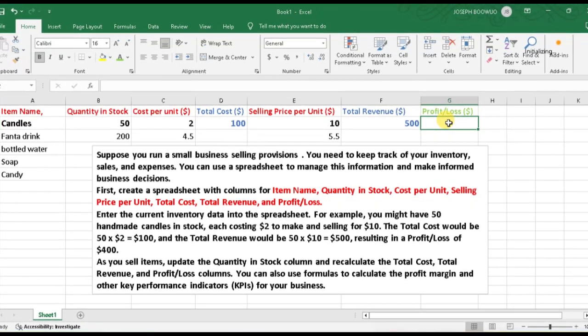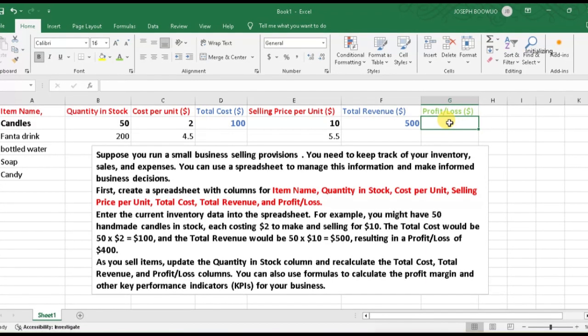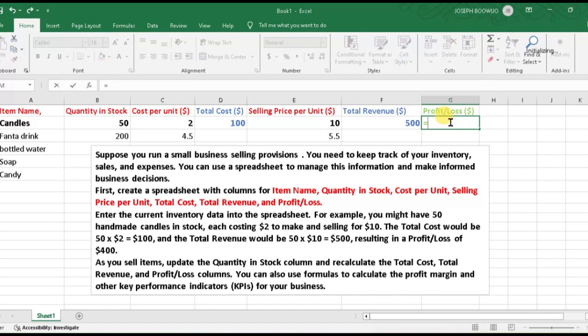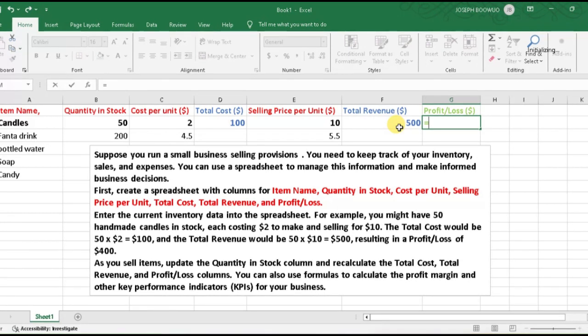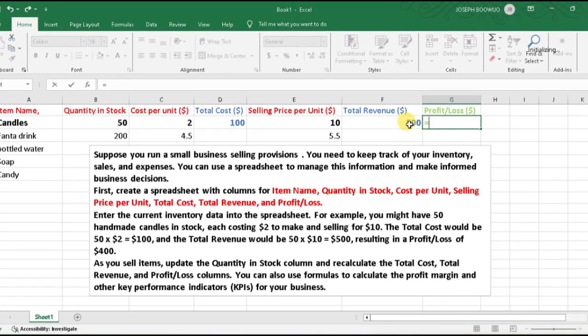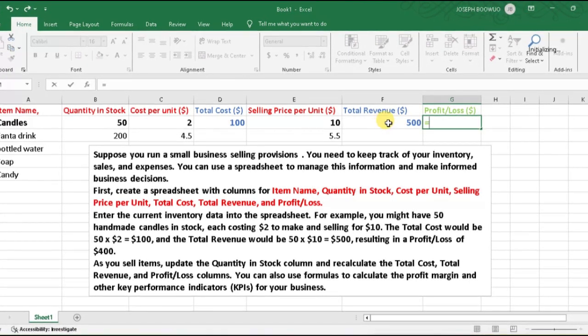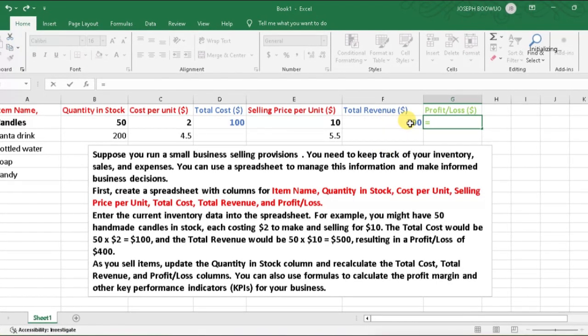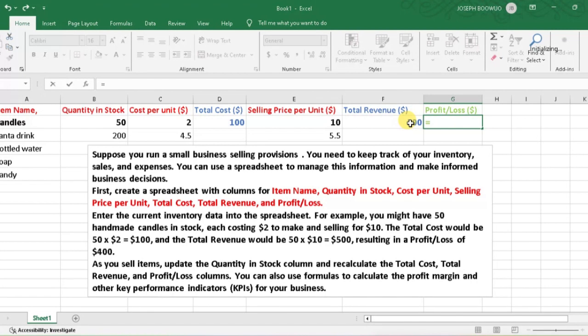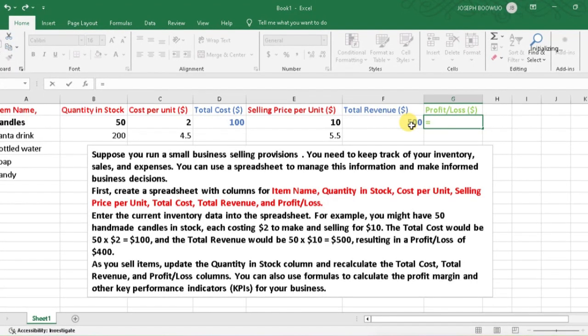So we are going to calculate that and start with an equal sign. This is the total revenue, the total selling price. So you don't type 500 there. If you type 500, it's only going to affect this cell. It's not going to apply to the others. The main objective is that we are going to autofill the rest of the data.